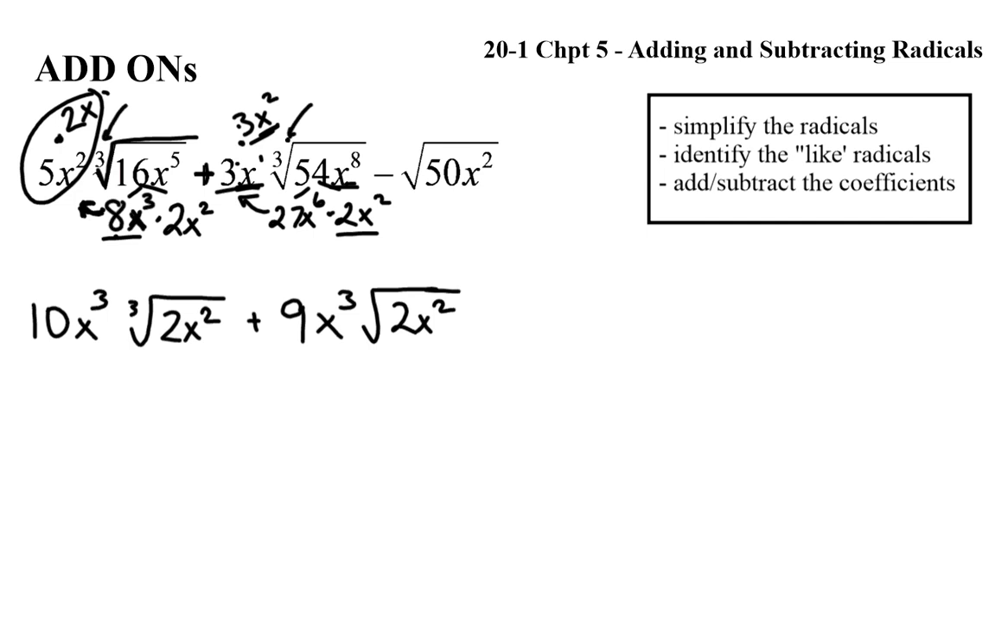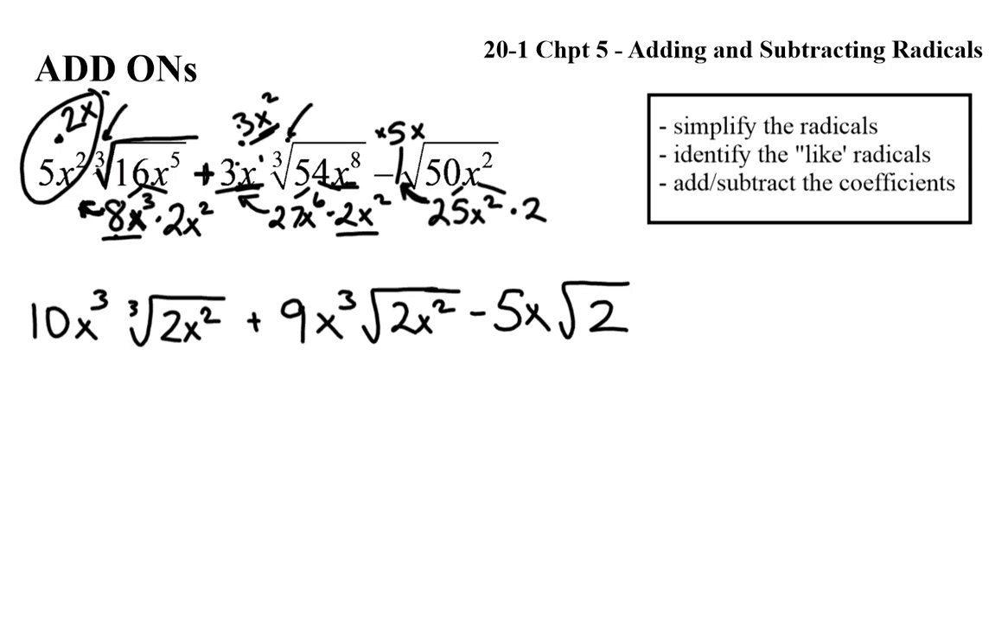And I'll finish with square rooting 50x squared. Well, 25x squared will root out because it's a square root, but I would still have times 2. So 25x squared roots out to become 5x. So negative 1 times 5x, which is a negative 5x. And I still have root 2 under the sign.